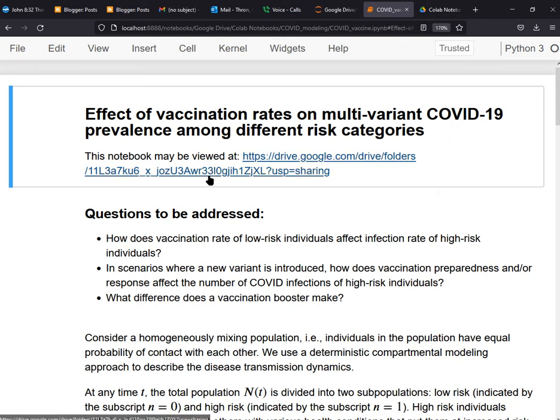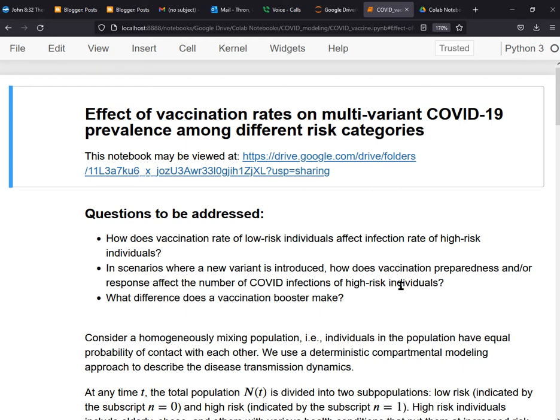All right, certainly a very important question. So these are questions to be addressed. How does the vaccination rate of low-risk individuals affect the infection rate of high-risk individuals? Okay, first question. In scenarios where a variant is newly introduced, how does vaccination preparedness and/or response affect the number of COVID infections of high-risk individuals? So again, in the situation when the Delta variant is introduced, how does this affect the high-risk individuals?